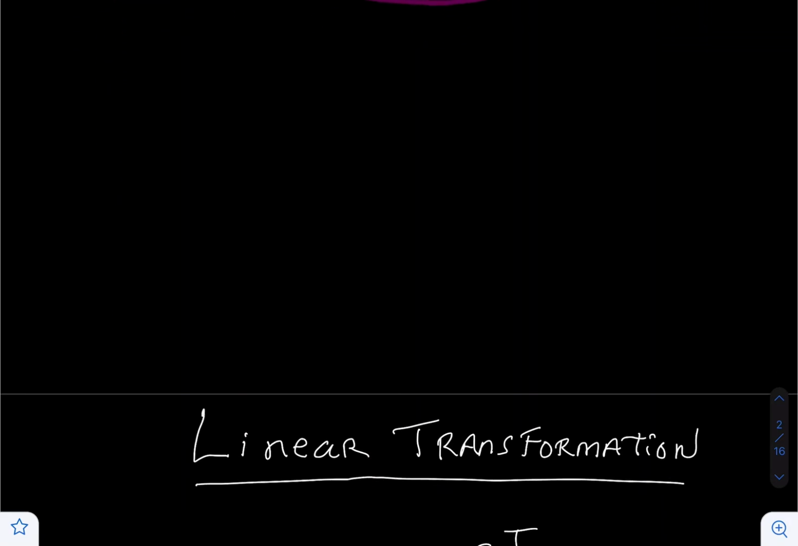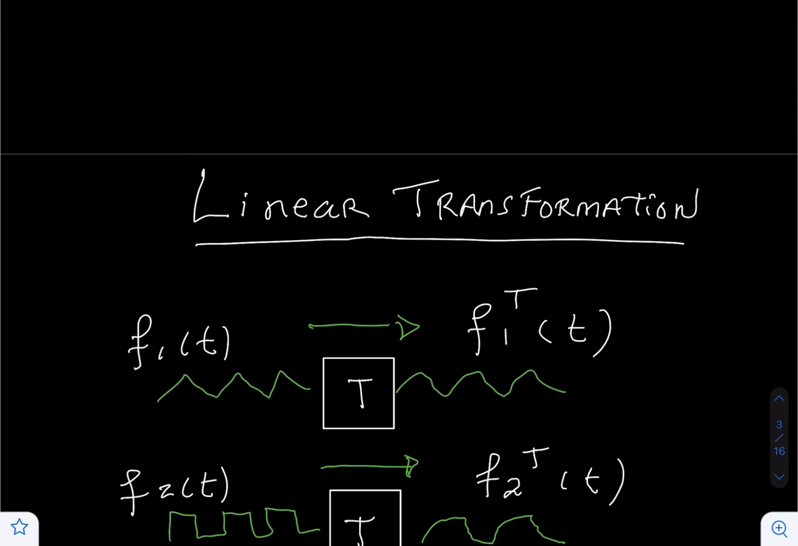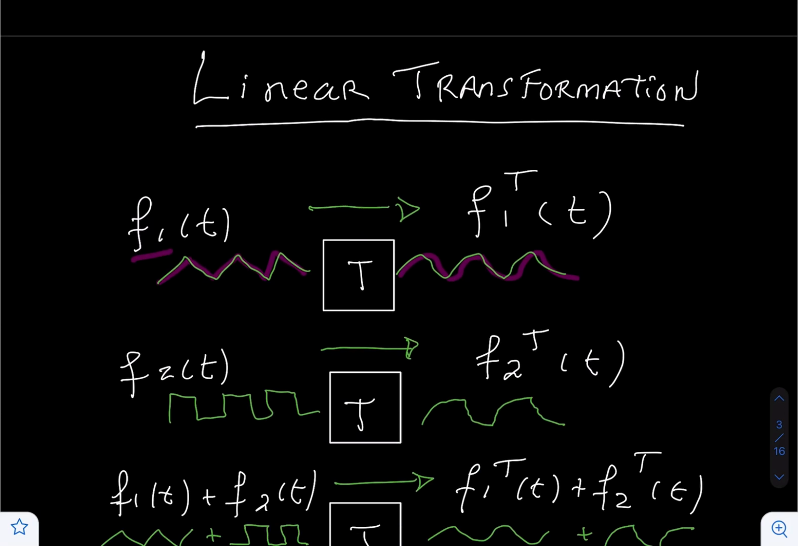All right. So let's talk now about linear transformations. Linear transformations are a lot simpler than the other ones, and I'll show you why. When you have a linear transformation, you have a certain first function, maybe a triangular wave like that, and it transforms into something that looks like a triangle but sort of rounded off. Then you take another function, f2, which could look like a square wave, and you transform it, and it looks like a square wave but again rounded out like that.